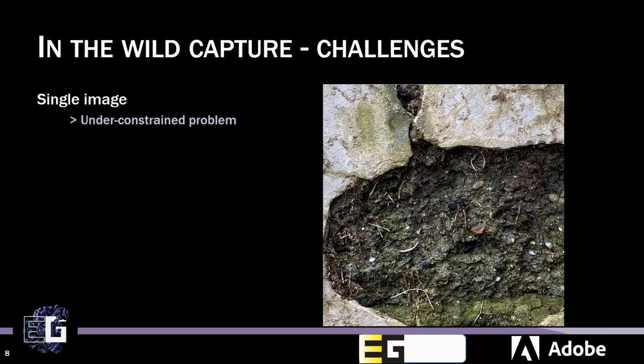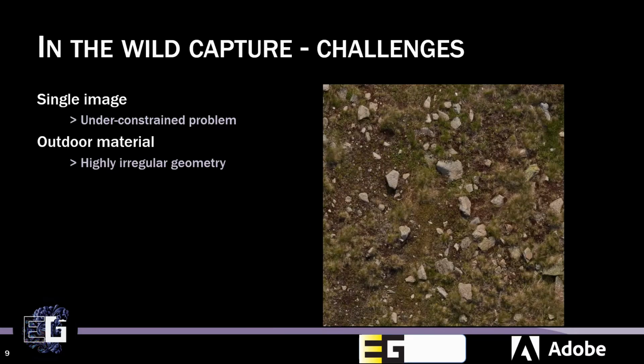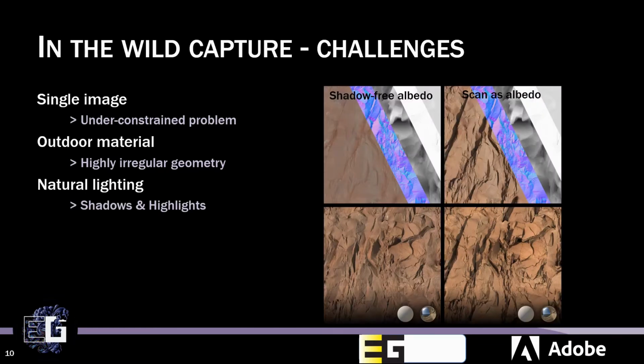Working with a single image is an under-constrained problem, where it's hard to interpret a color change in the captured output. Is it due to the intrinsic color of the captured material, due to a feature that is casting a shadow, or to a small relief causing a bit of occlusion? Outdoor materials often present a highly irregular geometry that needs to be accurately captured. Natural lighting means having to handle properly the shadows and highlights present in the capture.